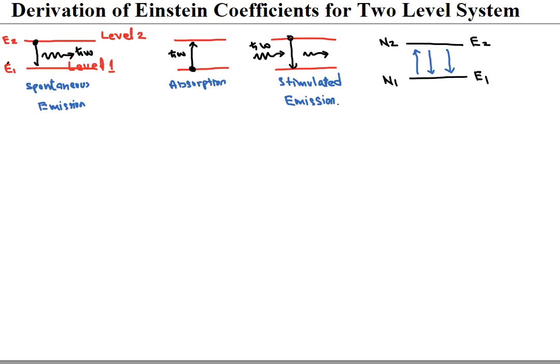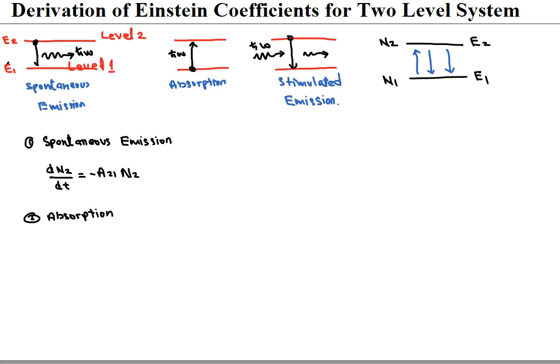So for the first one, that is spontaneous emission, we can write the change in the number of atoms in the level 2 with respect to time, and it will be equal to minus A21 N2, because the number of atoms in the level 2 are decreasing. That's why we have a minus sign here.